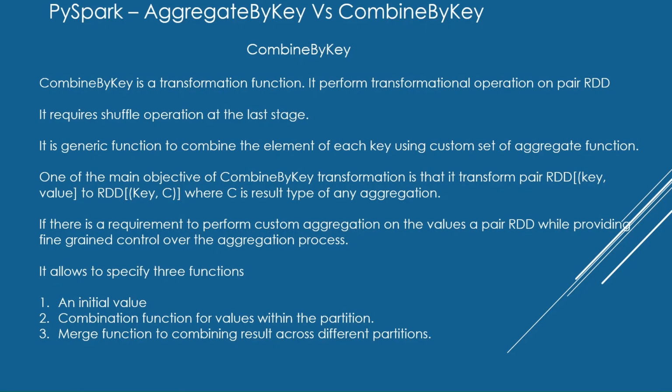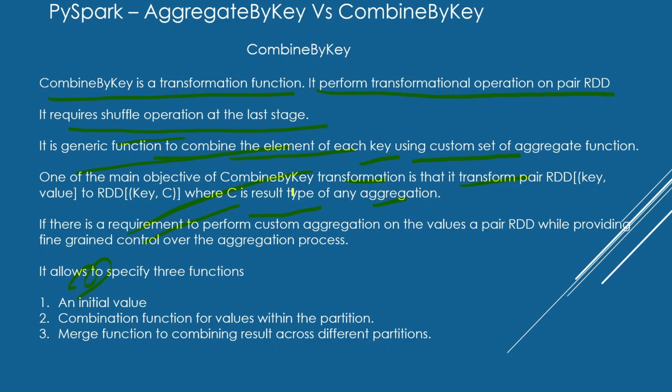So let's discuss combine by key. Okay, what is combine by key? Combine by key is a transformation function. It performs a transformation operation on the pair RDD. Whenever we want to do any kind of transformation with the help of combine by key, the data must be in a pair RDD, and the data points must be in key and value pairs. It is a generic function to combine elements of each key using custom sets of aggregation functions.